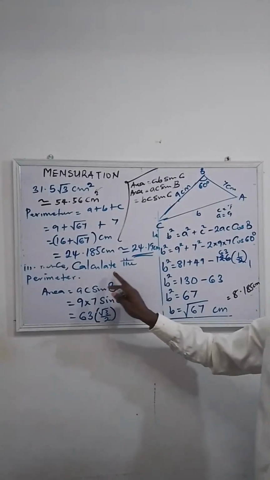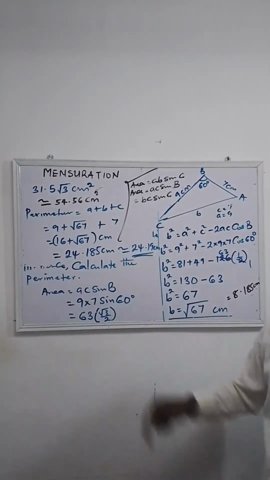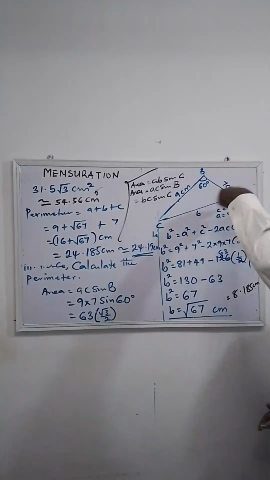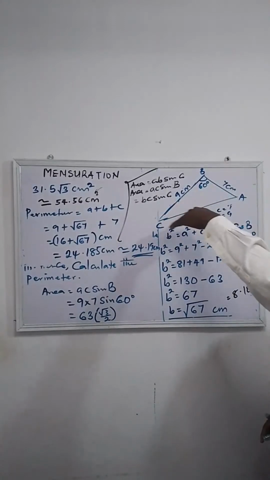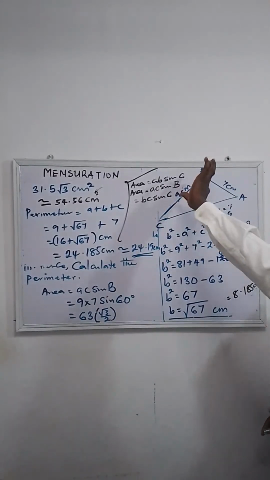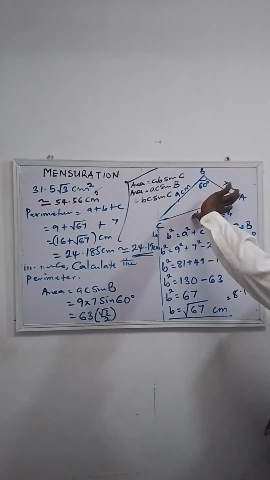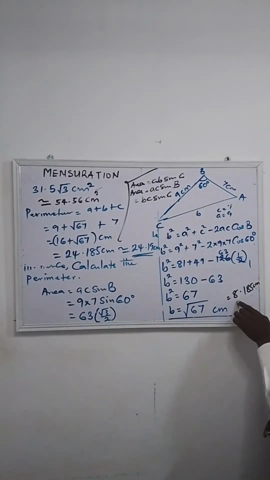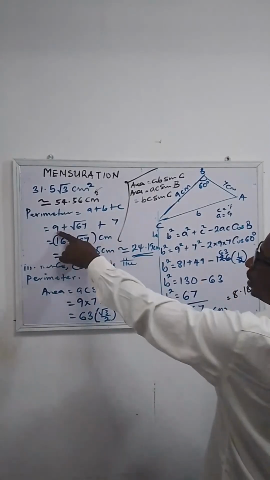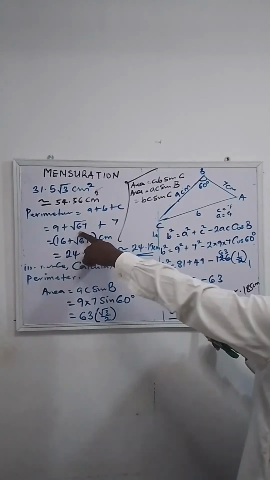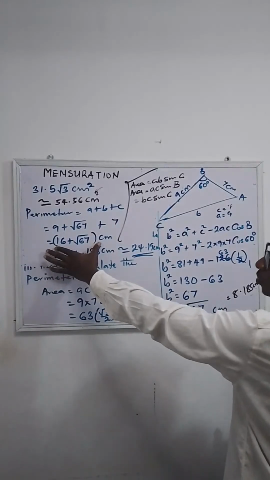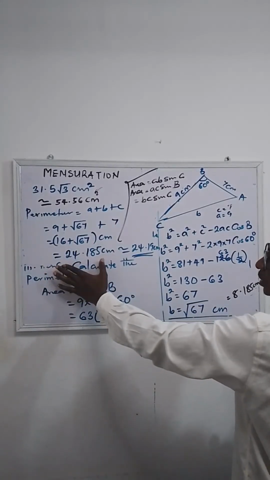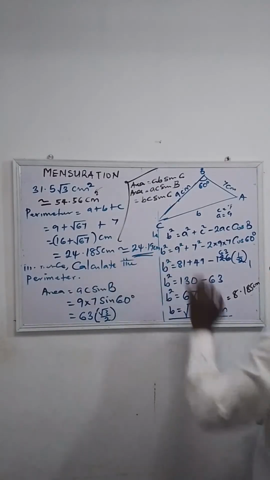Now the third one, you have to find the perimeter. Perimeter just means you add all the three sides together, because the sides are the ones that describe the shape of the triangle. So you have 7 and 9, and AC, which you have gotten to be 8.185, and that's what we did here: 9 plus square root of 67 plus 7. When you add everything together, this is what you have in short form, and in decimal form you have it this way, which is the same thing as this.